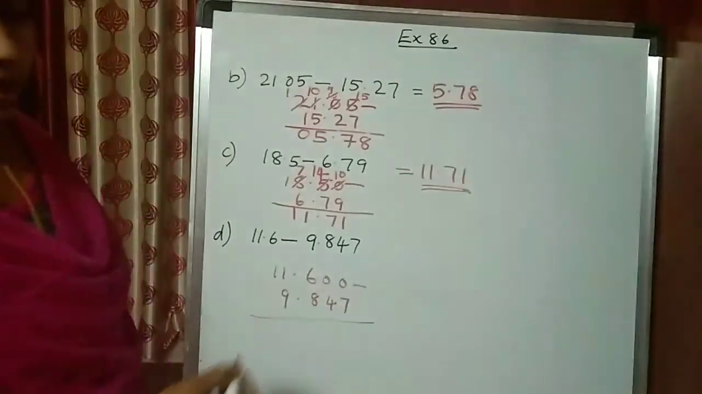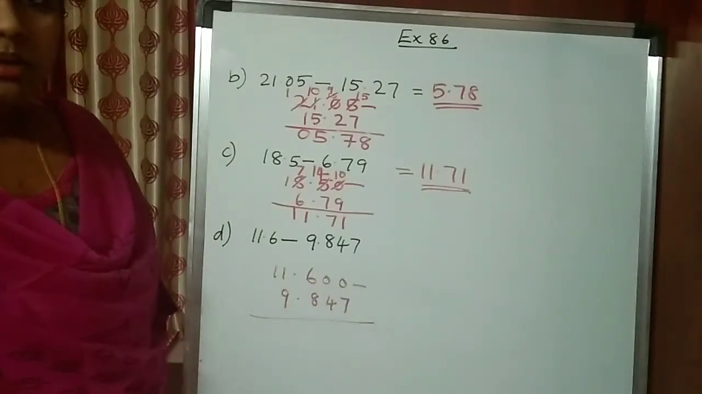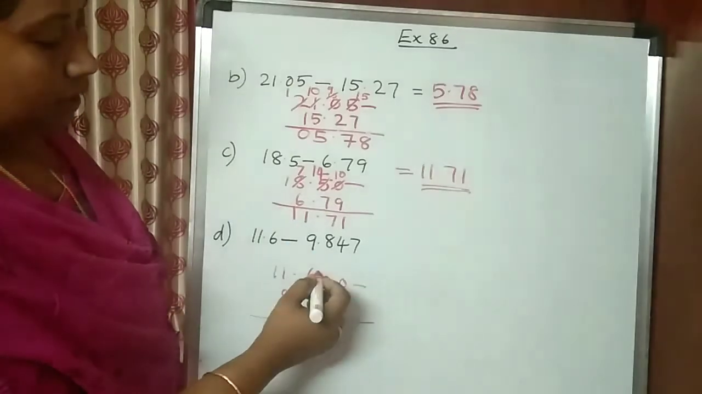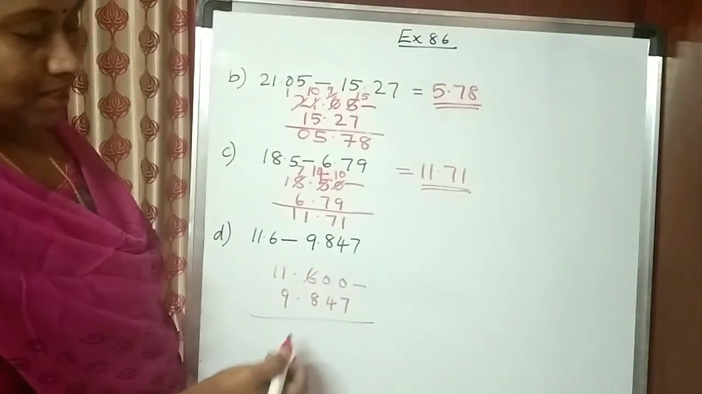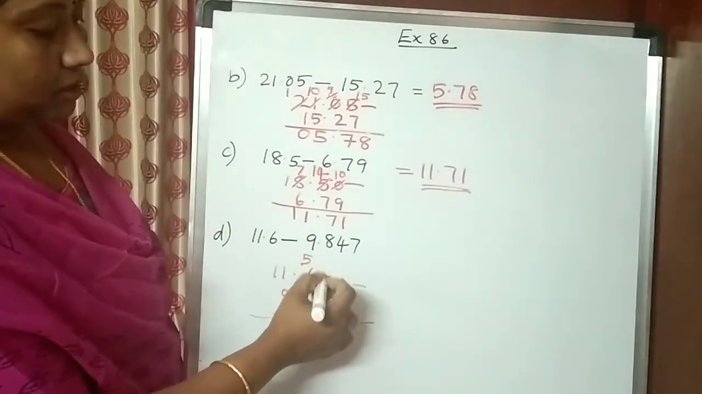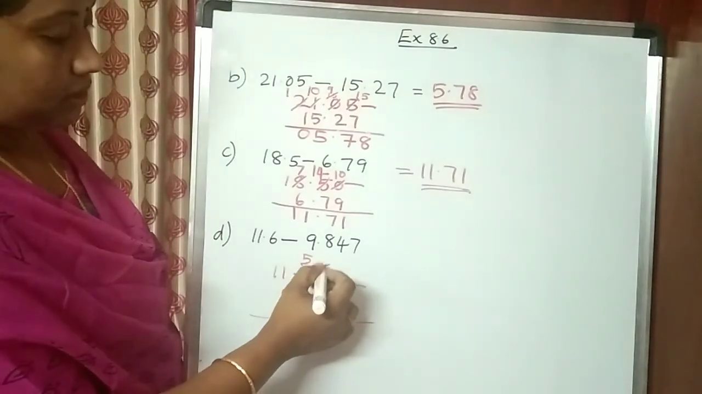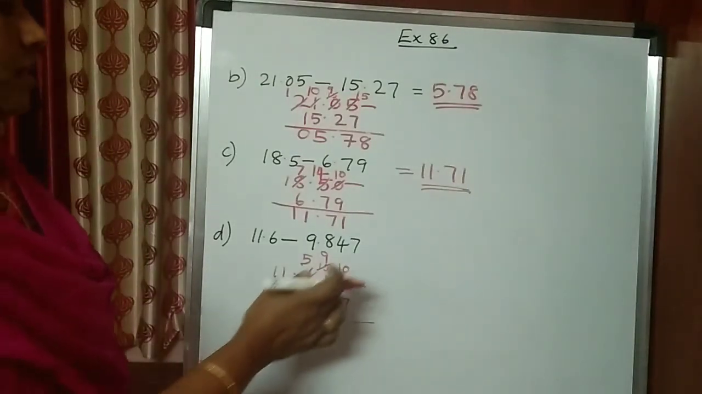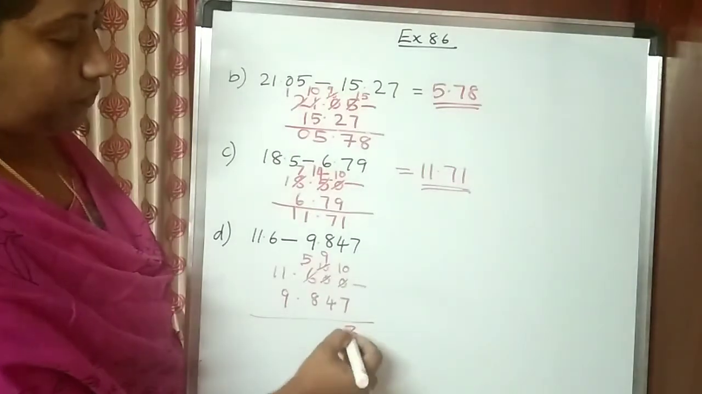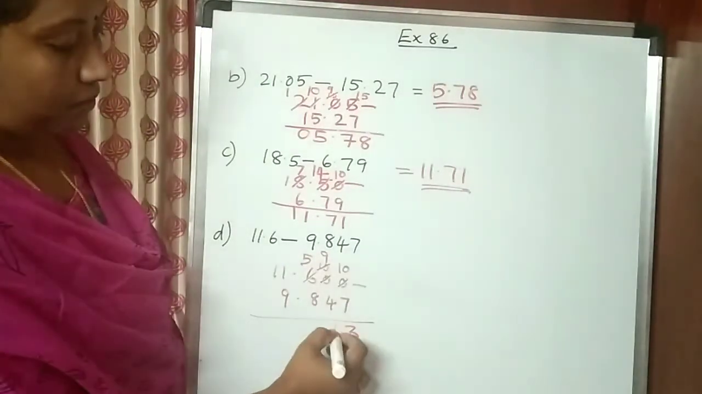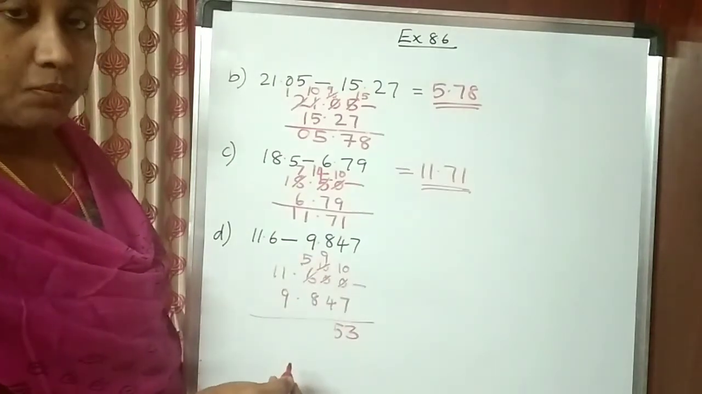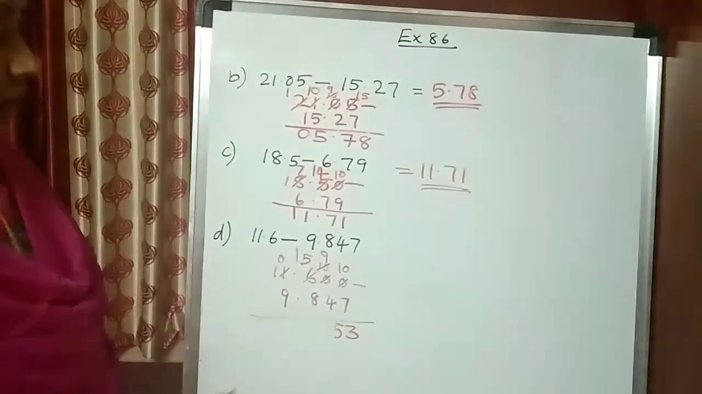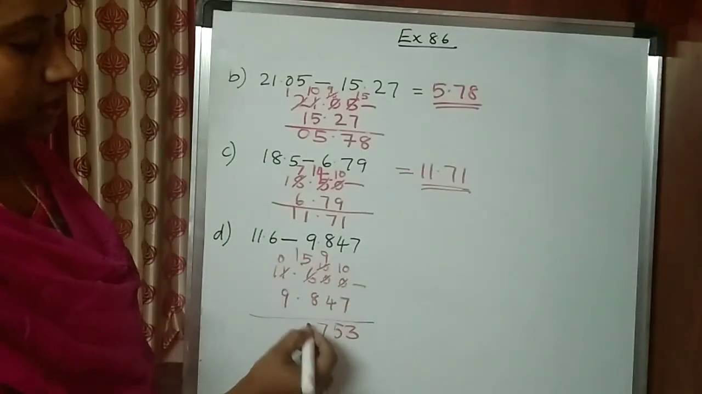Okay, then you subtract. 0 minus 7 is possible? Not possible, so you borrow. Next place also 0. Again, next place, this is 6. This 6 becomes 5 and this 0 becomes 10 and this 10 becomes 9 and this 0 becomes 10. Then 10 minus 7 is what? 3. 9 minus 4 is 5. 5 minus 8 is possible? Not possible. So this becomes 0 and this 5 becomes 15. 15 minus 8 is 7.